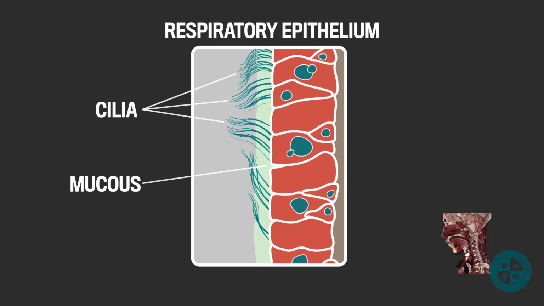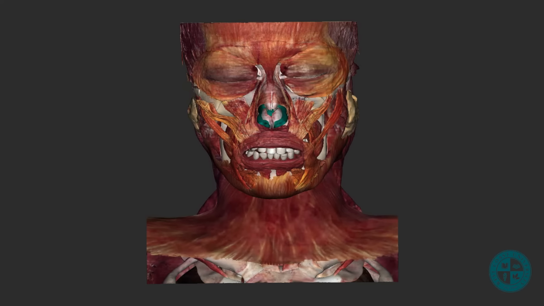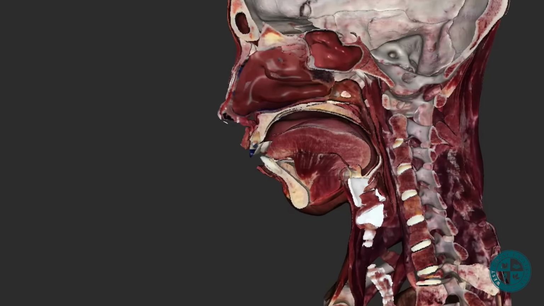The best way to learn the respiratory anatomy is to follow the pathway of air from beginning to end. So to start, we will start with the nose. Air will first enter through the paired nostrils referred to as the nares. The nares open into the nasal vestibule.